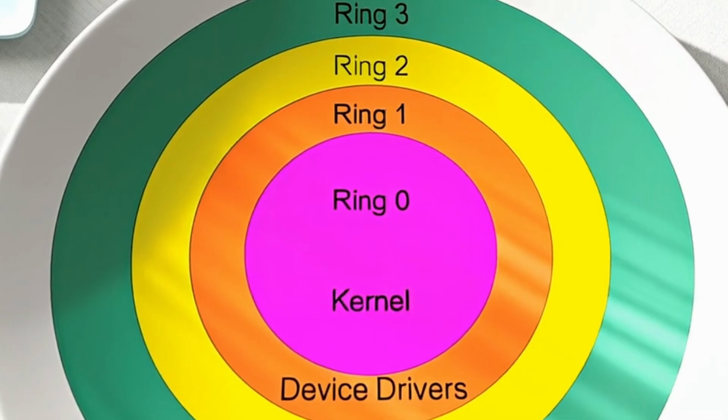When you're in ring 0, you have the ability to basically do anything that the kernel can do. That's why the kernel has to run in ring 0.